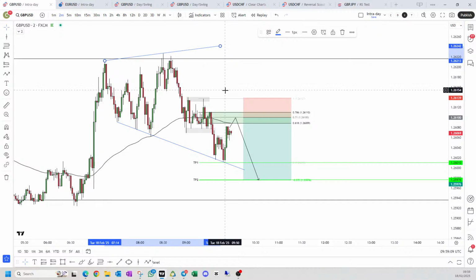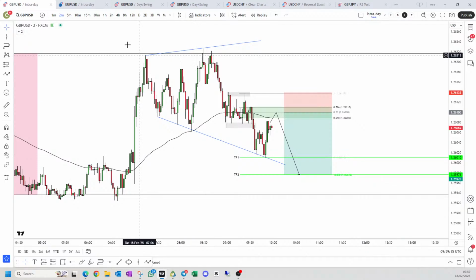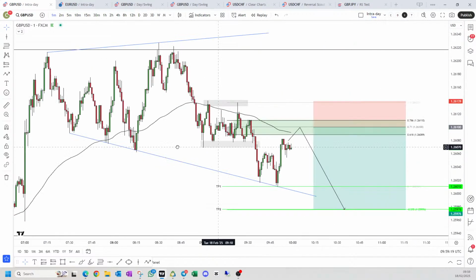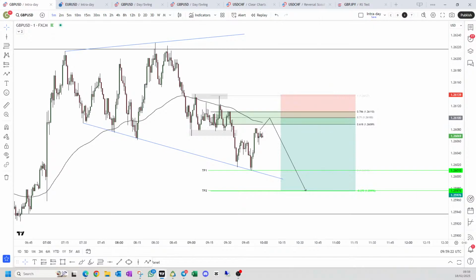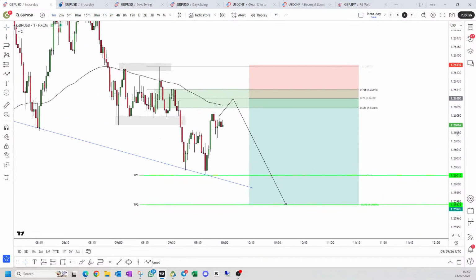Now that we've had the news release and price has consolidated, closed, found a direction, we're looking for price to keep trading lower. We just want to see some rejection from that 61.8 level first before we get an entry from the 71.